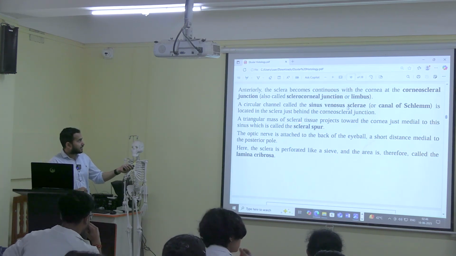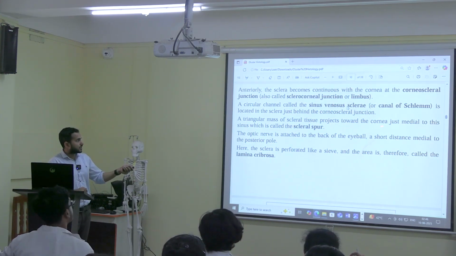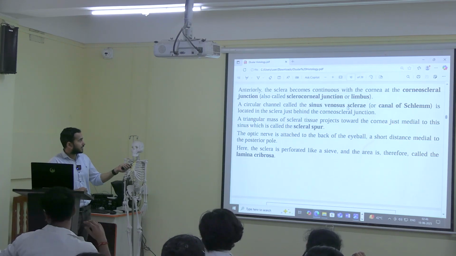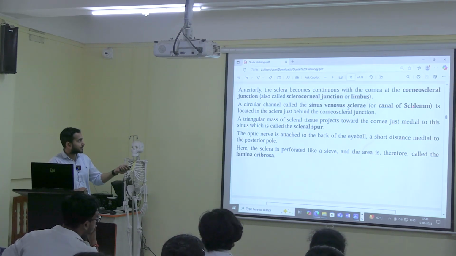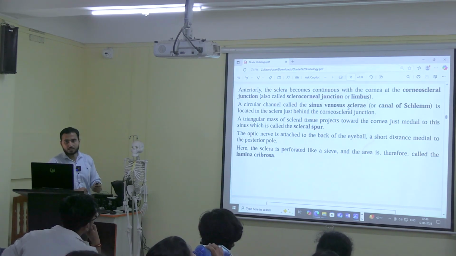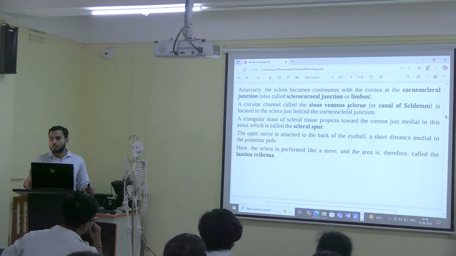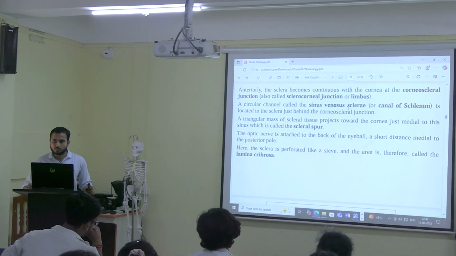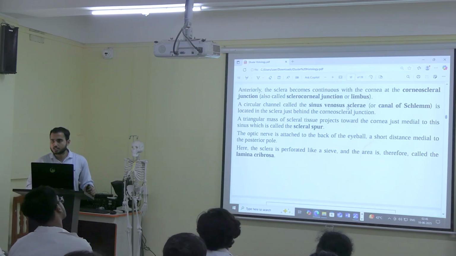Next, a triangular mass of scleral tissue is also there, projecting towards the cornea, just medial to the sinus, or medial to the canal of Schlemm. That is called the scleral spur. It is also helping in the movement of the aqueous humor through the canal of Schlemm. Okay, a triangular shaped structure is present.